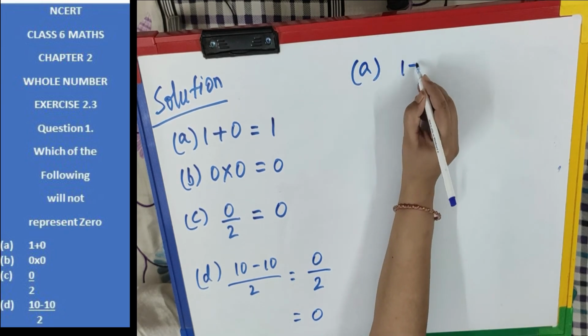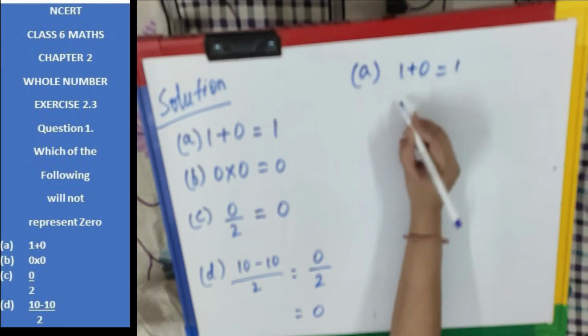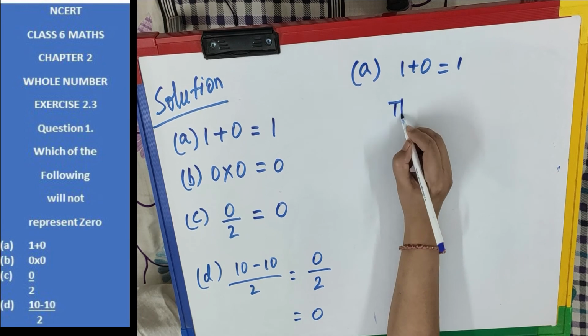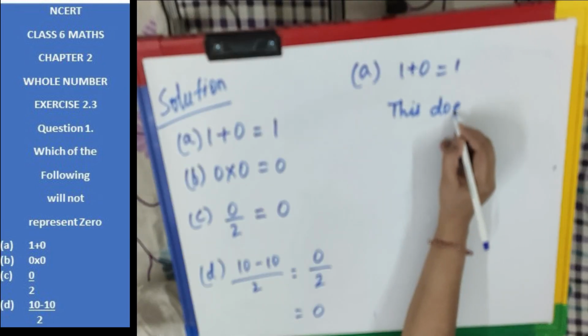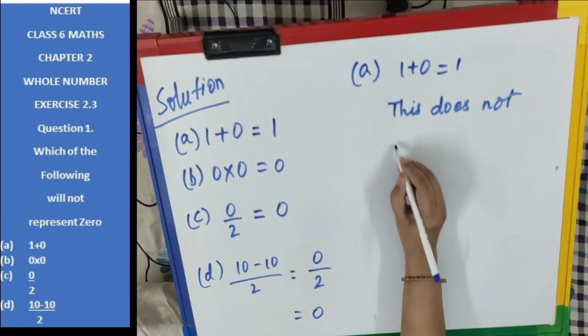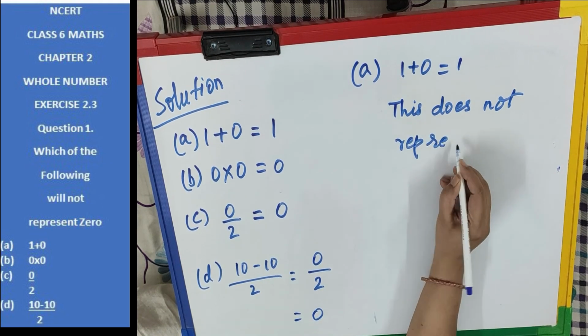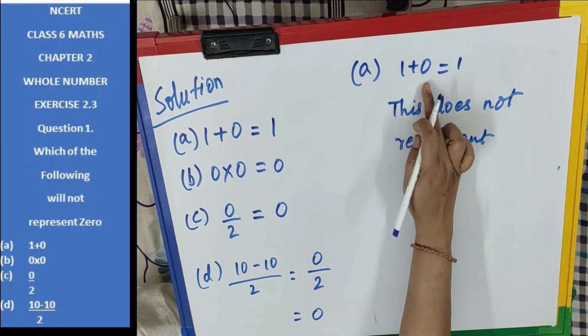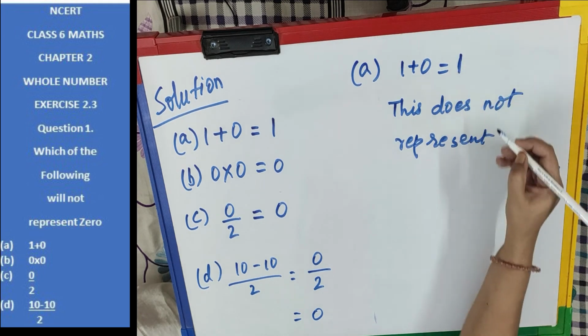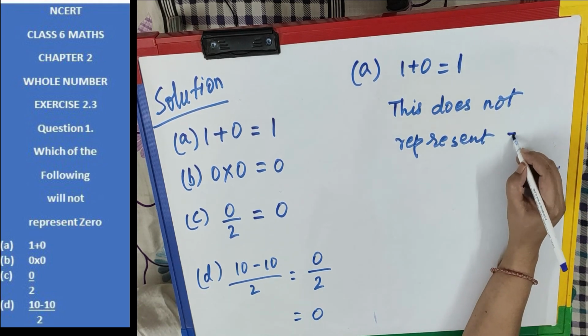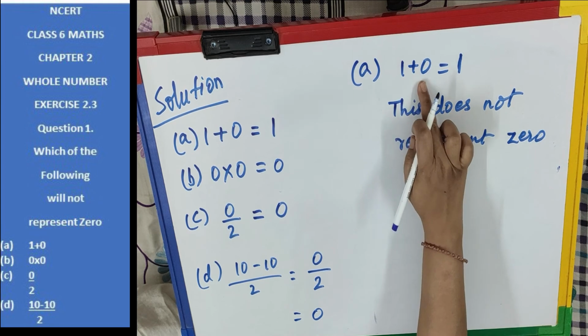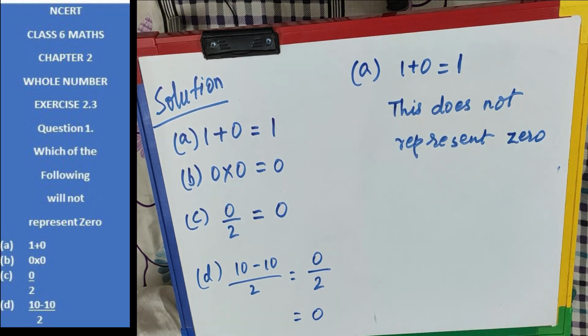A, 1 plus 0 is equal to 1. This does not represent 0 because this represents 1. This does not represent 0. It means this is not equal to 0. It is equal to 1.